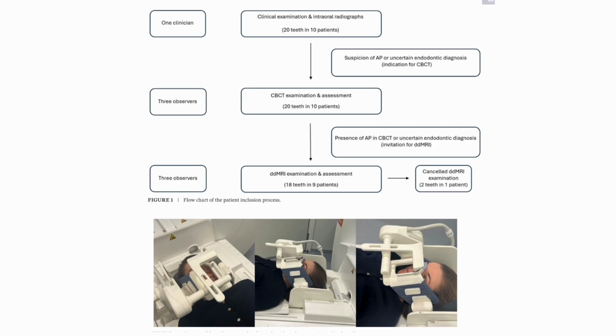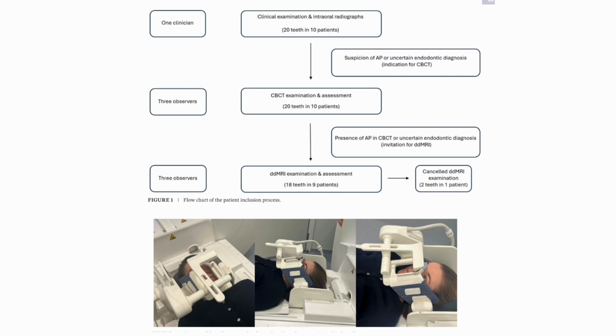The apical periodontitis was suspected when there were symptoms such as pain, tenderness to palpation and percussion, sinus tract, or radiographic radiolucency. Then the CBCT volumes were assessed by 3 experienced oral radiology observers. They evaluated the presence or absence of apical periodontitis using radiographic signs, mainly the periapical radiolucency.